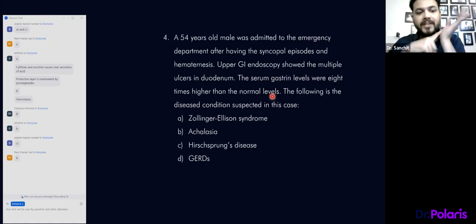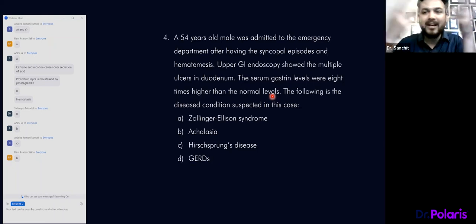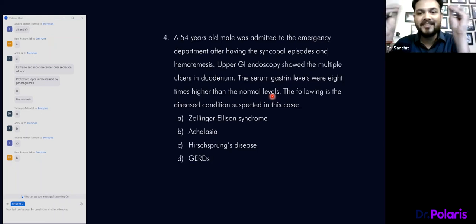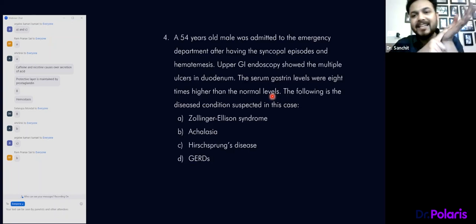Now, first, let me make things clear here. What is syncopal? What is syncope? Anyone? What is syncope? Because these are the things that you need to understand first before reading any question. Anyone for syncopal attack? What do you mean by that? You can use a layman term. I don't ask for definitions. Definitions destroy things. Just tell me. Even if you tell me in Hindi, I will understand. Anything. What is syncope or a syncopal episode? You can write it down in the chat box.